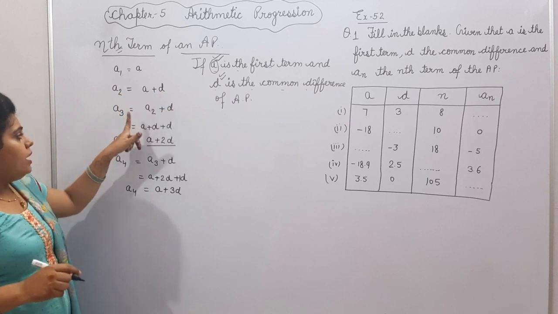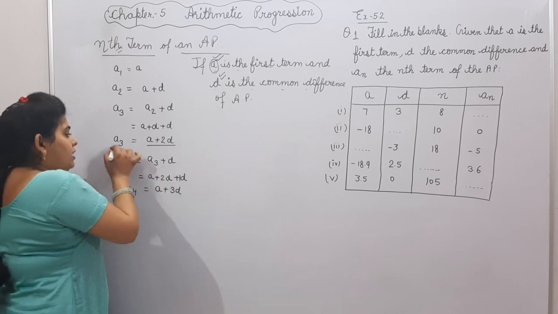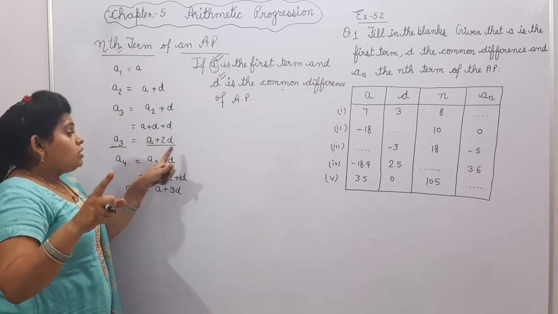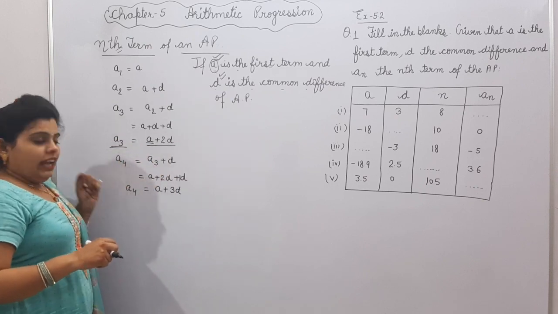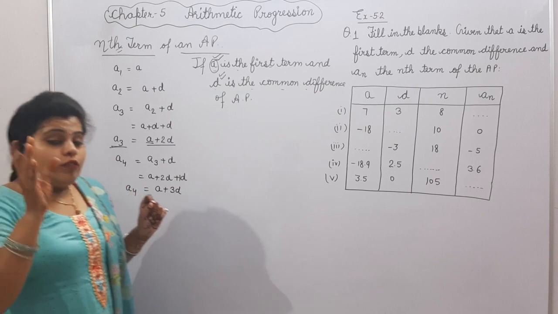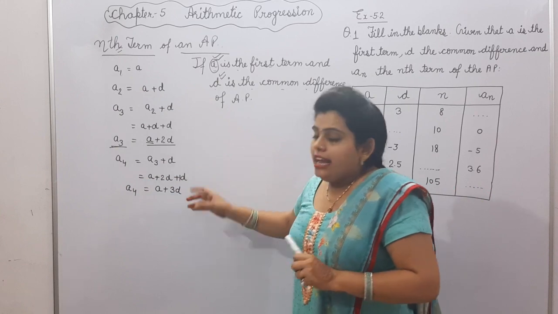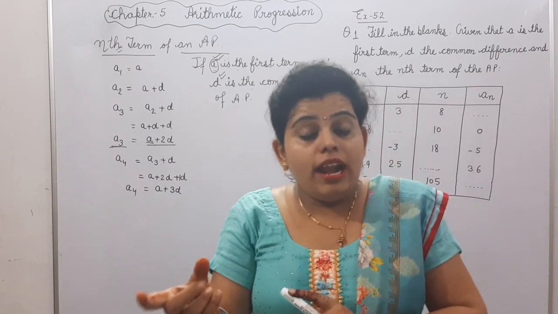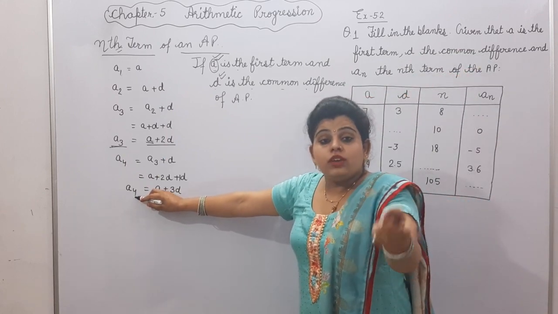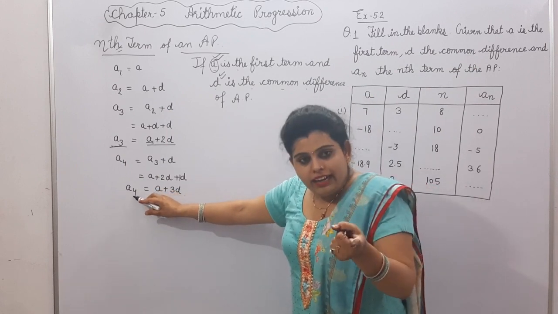Now what are we observing? If we are finding A2, then how many times does D come? One time. And in A3, if we are finding the third term A3, then it is equal to A plus 2D, meaning A is the first term and twice the common difference. Now in A4, it is equal to A plus 3D, meaning first term plus 3 times the common difference. From here, what are we observing? Whatever term we are finding is equal to A plus, for the term we need to find, subtract 1 from it and multiply by D, and then we get the required term.